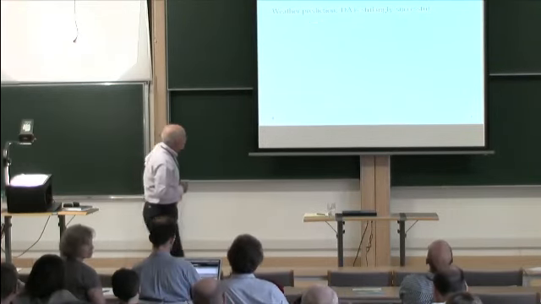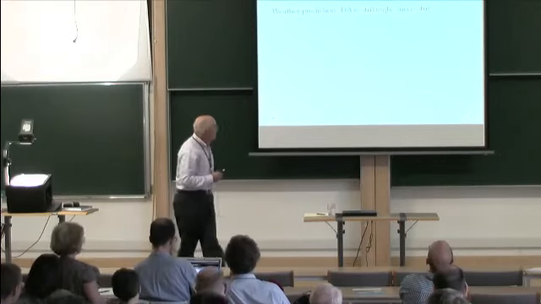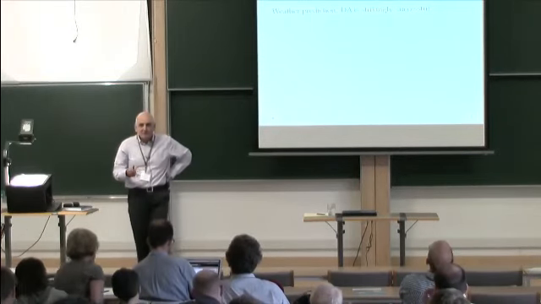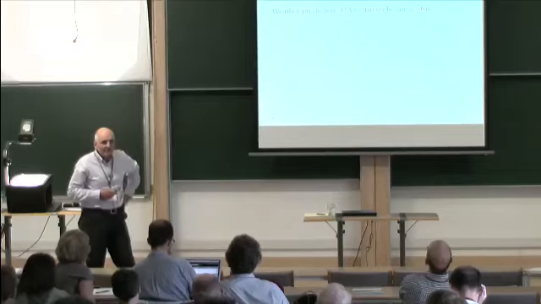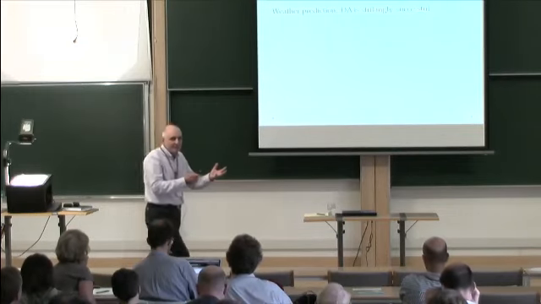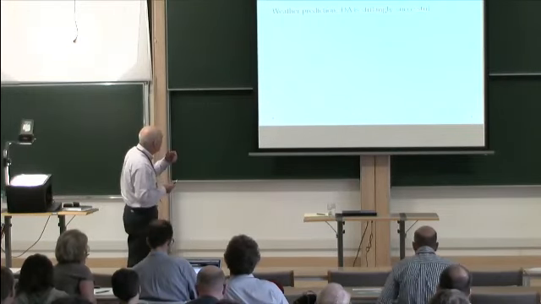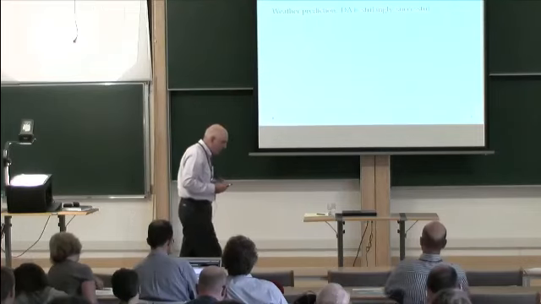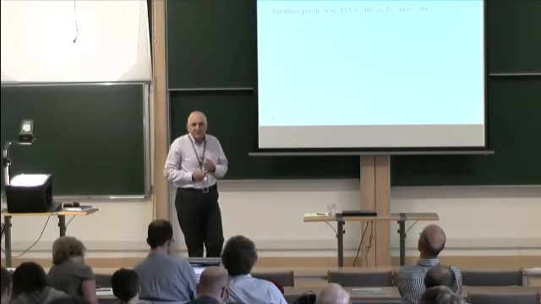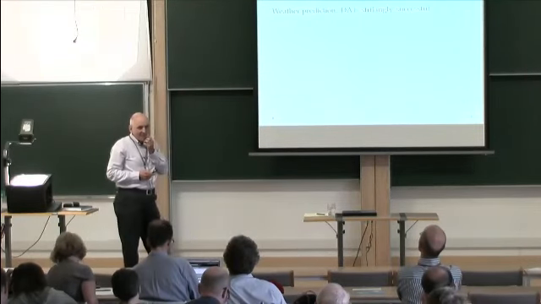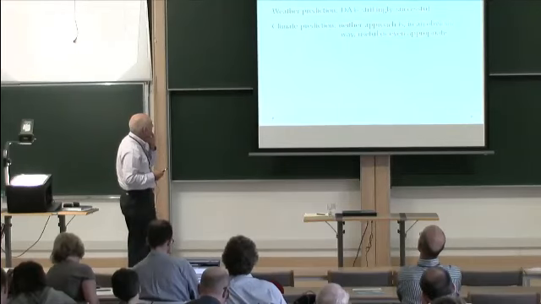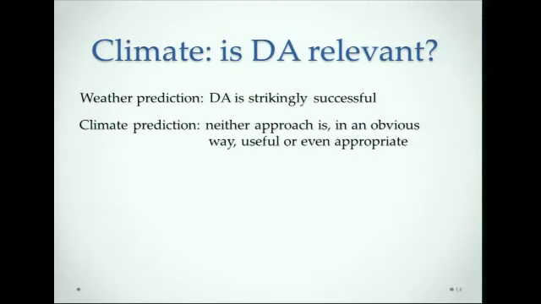In weather prediction, data assimilation is strikingly successful, right? It is thoroughly integrated into numerical weather prediction. Numerical weather prediction was really the original driver of the development of data assimilation as we know it right now. But for climate prediction, it seems that neither approach, the sequential or the variational, either the inverse or the forward problem, is quite appropriate for climate.